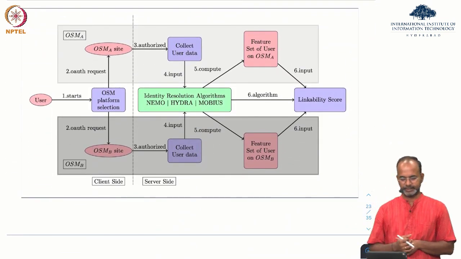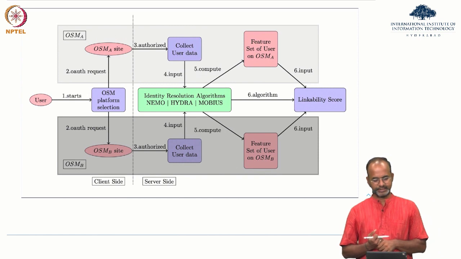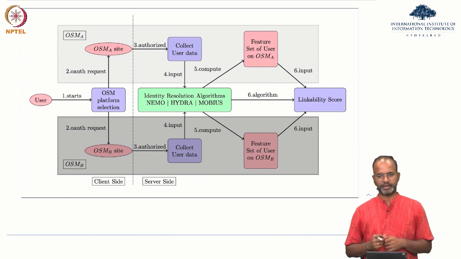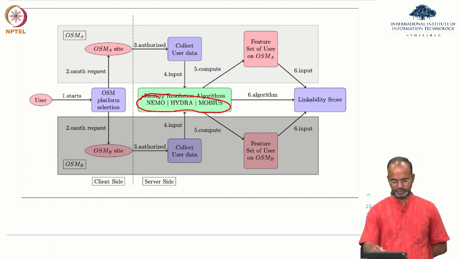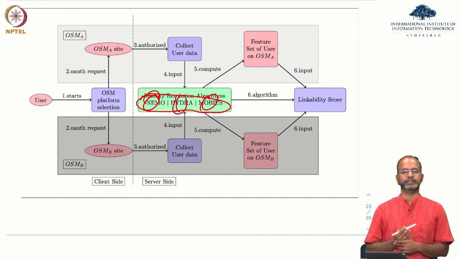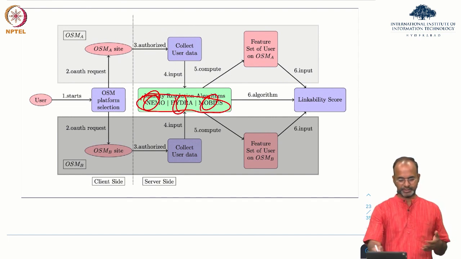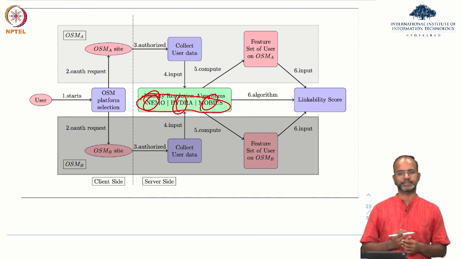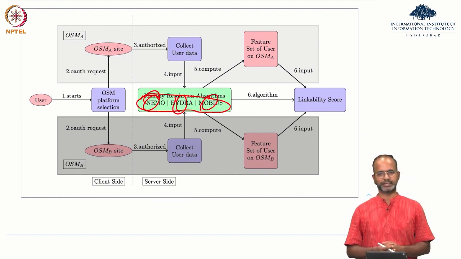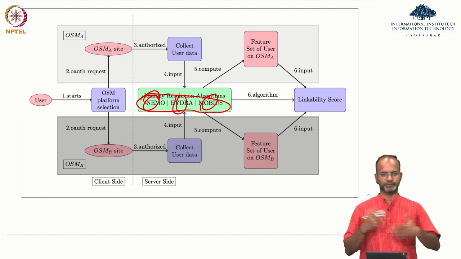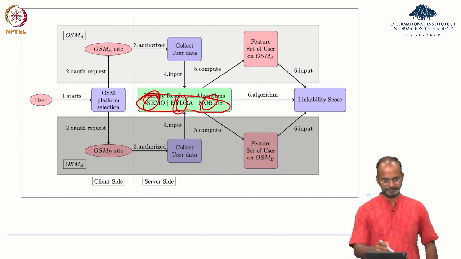Right. So in this figure, how are we finding this? These are different methods to do the resolution: Nemo, Hydra, Mobis. These are systems. Nemo is the one that is proposed here, but Hydra and Mobius are the systems that are already there, which do these kinds of comparisons of users and figure out whether it's the same user.